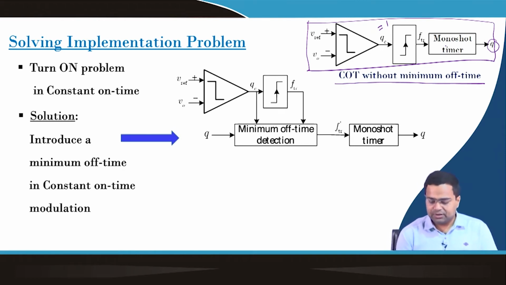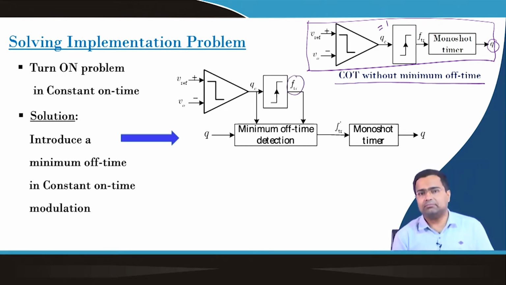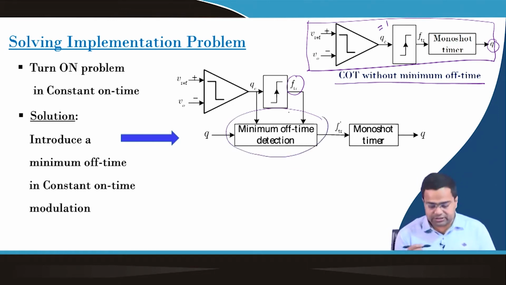How can I do that? Earlier we used this trigger pulse directly as the input to the monoshot timer, but now it is not connected directly to the monoshot timer. There is an additional circuit, which is a minimum off time detection circuit. How does it work? It takes the input of the gate signal Q, the output of the comparator, and also the edge detection circuit output, which is placed after this comparator output.